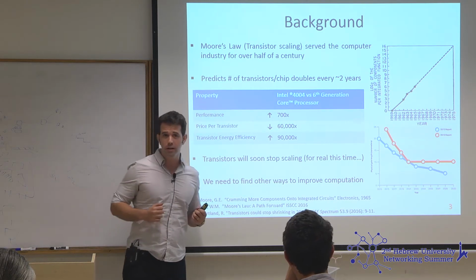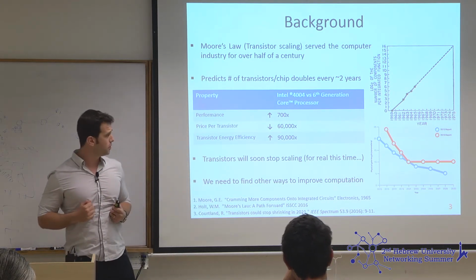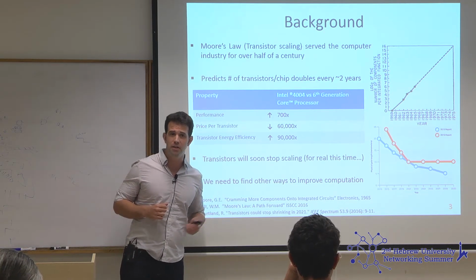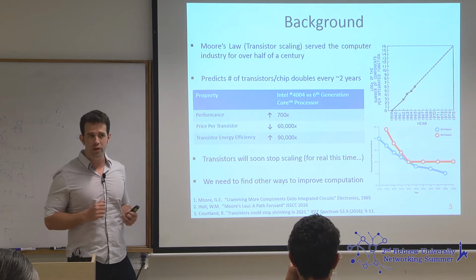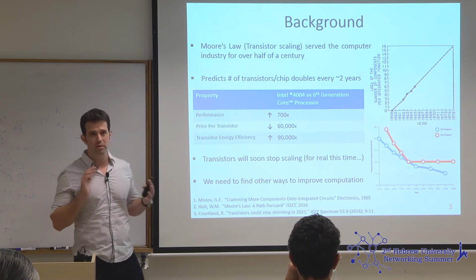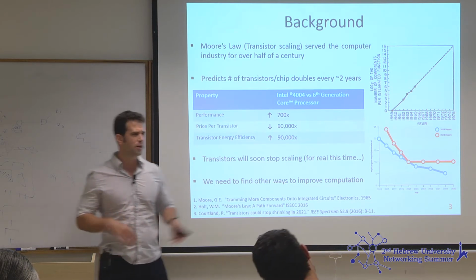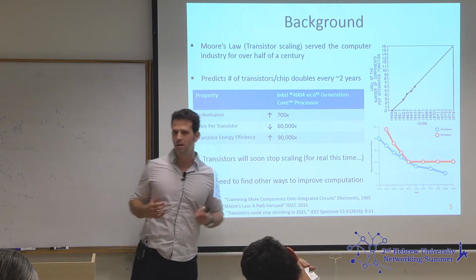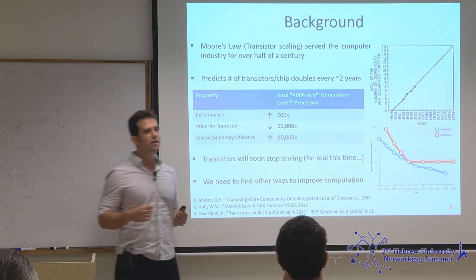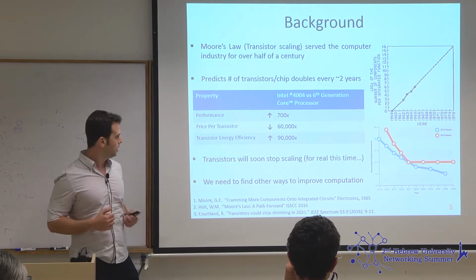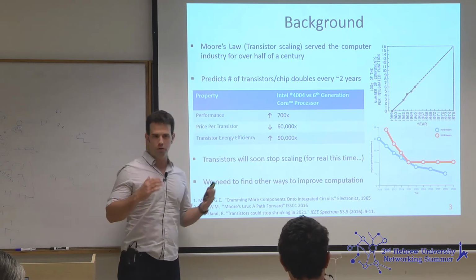But unfortunately, this party is going to be over soon, because contemporary predictions by the ITRS predict that in 2021, we will not be able to make any smaller transistors for various reasons: energetic, economic, and so on and so forth. So we need to find a way to improve existing computations. And what do people currently do?